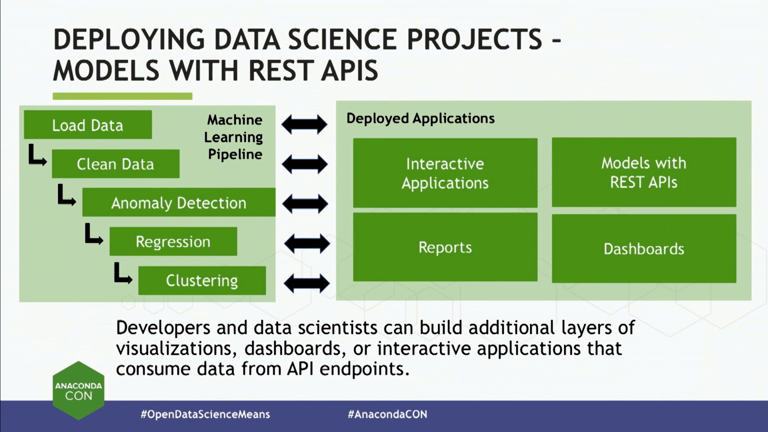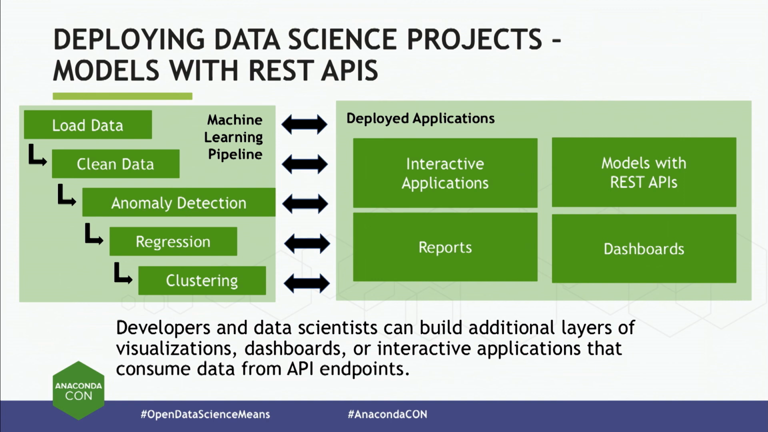Another common use case is models with REST APIs, right? So all about this modular workflow. So we have different stages in an example machine learning pipeline. We load data, we clean it, we do anomaly detection, regression, clustering. Why not expose each one of those steps to make sure that everyone on our data science team is able to interact with and select the best process for each one of those? Or what if we're actually using it for different data sets and we want to actually leave some of those options open and not wrap this up into one application?